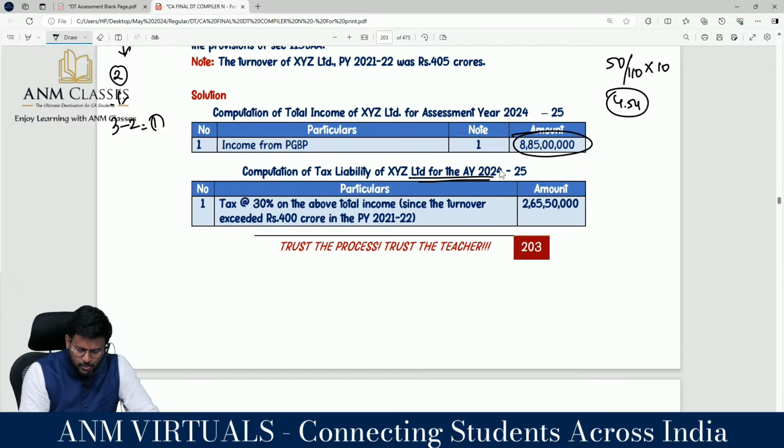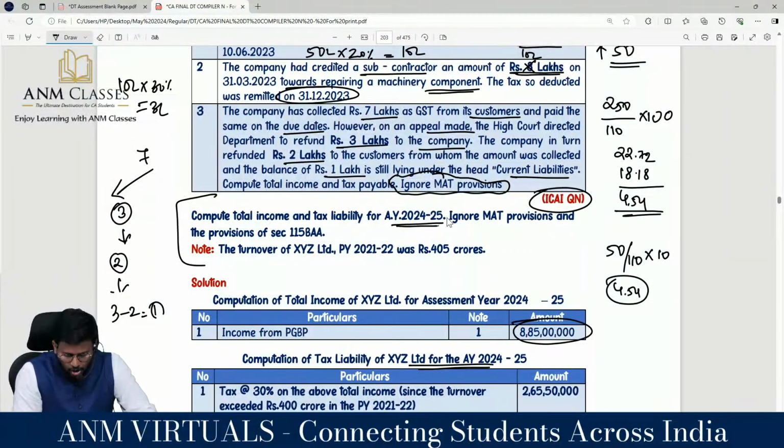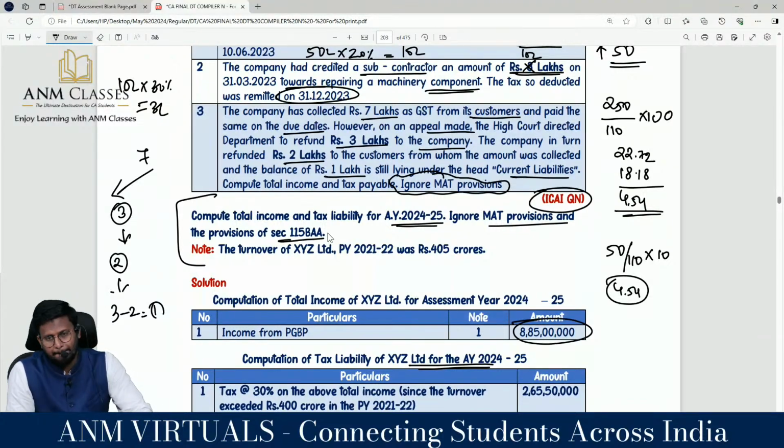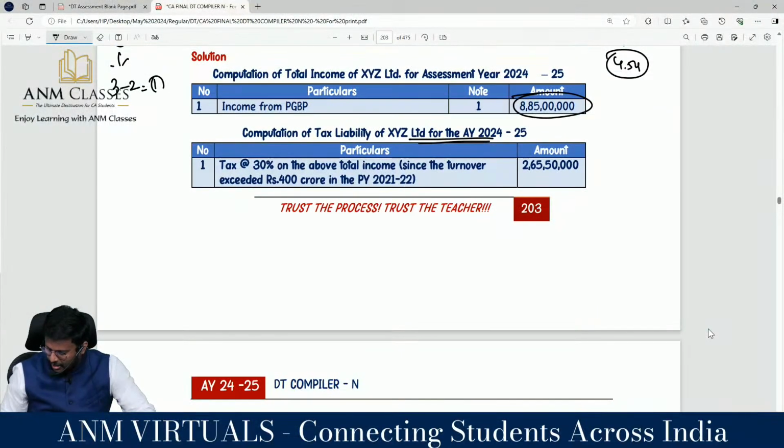Computation of tax liability of XYZ Limited for the assessment year 24-25. Compute total income and tax liability of assessment year 24-25. Ignore MAT provision and provisions of 115BAA, concessional rate of tax. If they are a manufacturing company, 115BAA, we have already completed. Turnover of XYZ Limited in previous year 21-22 was 405 crore. More than 400 crores. That means how much percent? 30%. So 8 crore 85 lakhs into 30% comes to 2 crore 65 lakh 50,000.